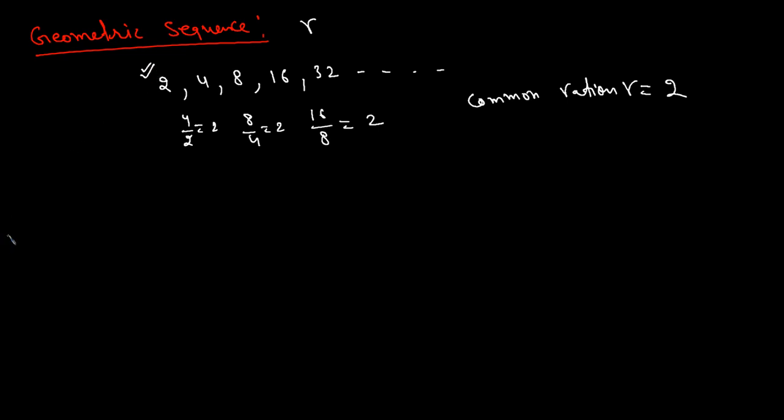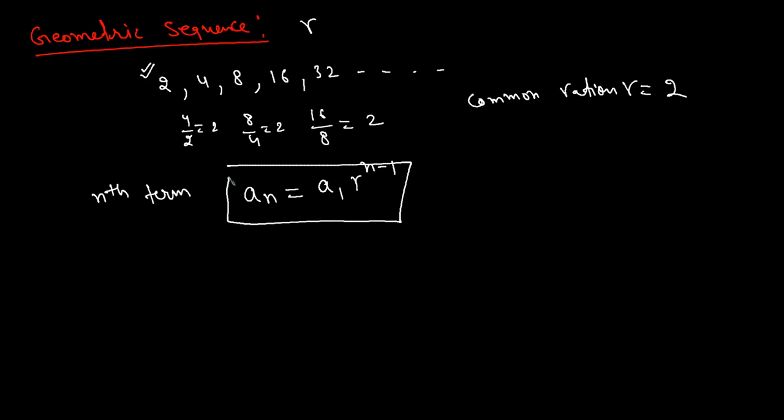Okay, and the nth term in a geometric sequence is a_n equals a_1, where a_1 is the first term, times r, the common ratio, raised to the power n minus 1. So that's the formula we can use.